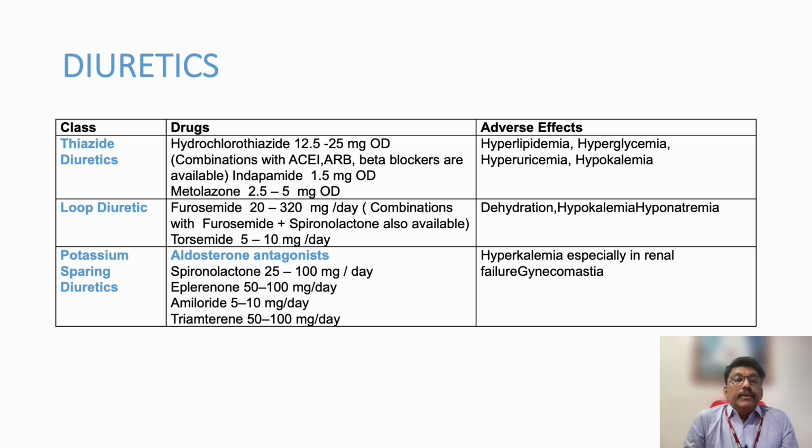Now diuretics, we have different types of diuretics like thiazide, like hydrochlorothiazide, loop diuretic like furosemide, potassium sparing diuretic like spironolactone, eplerenone. The only problem with spironolactone is it can produce some gynecomastia. That's why another drug has come, eplerenone, which is a potassium sparing diuretic. At the same time, it will not produce gynecomastia. So we should know the common side effects of these drugs.